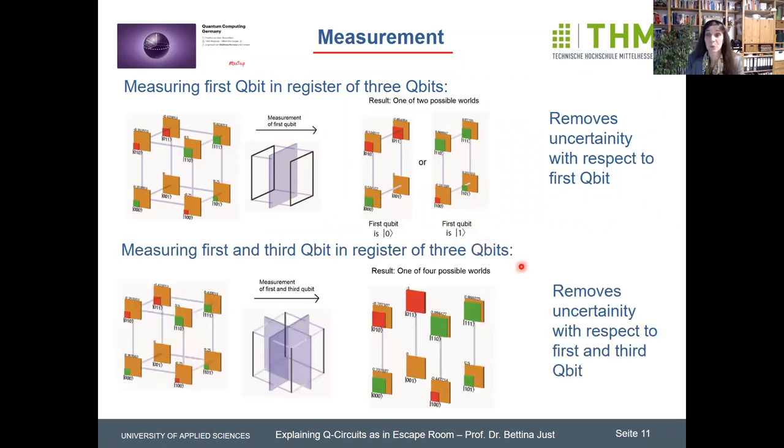Measurement of two qubits can be visualized like that. For instance, measuring the first and the third qubit will remove the uncertainty with respect to the first and third qubits. So what remains is one of four worlds. This one, this one, this one, this one. If I say to you, well, the first qubit was a one and the third qubit was also a one, then you know it's either 101 or 111. So the state of the remaining qubit is in that state.